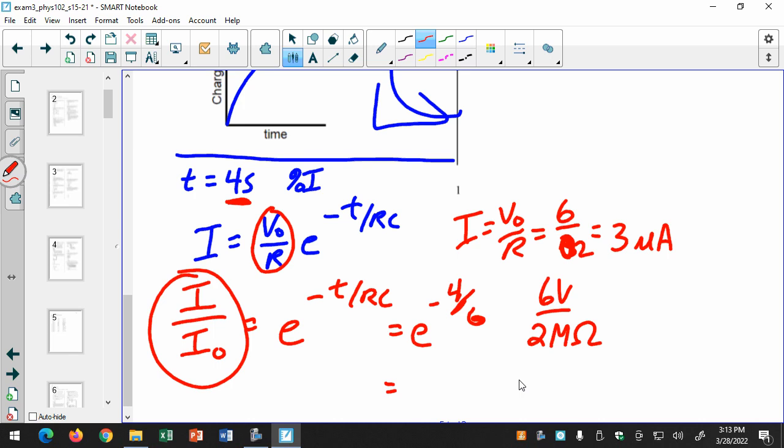Make sure you know how to do that. Second natural log e to the minus 4 over 6. And I get 0.51. So that's equal to 51%. Let's look at the equation sheet. I think y'all might be a little bit confused about that.